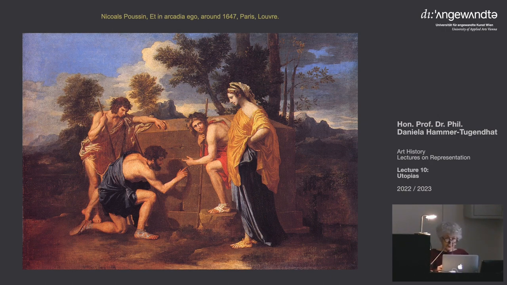Et in Arcadia Ego. Here, shepherds are shown deciphering the words inscribed on a sarcophagus. Et in Arcadia Ego. It is death who is speaking here: I too am in Arcadia. An expression of a profound acceptance of the fact that death is part of life.